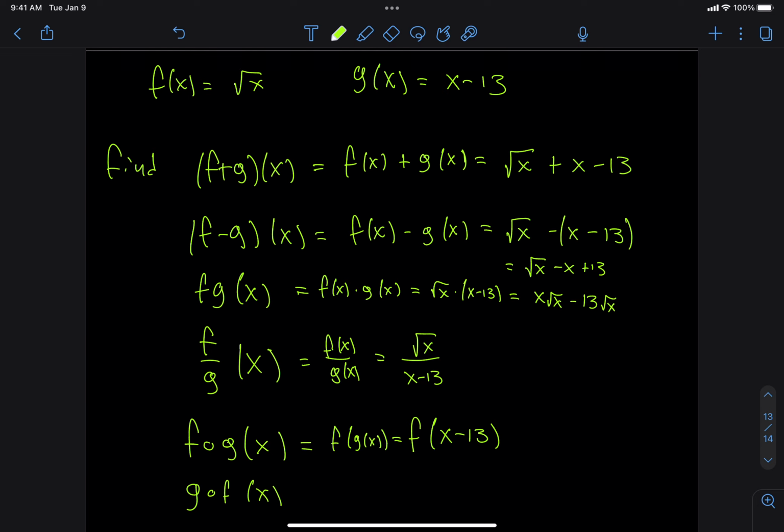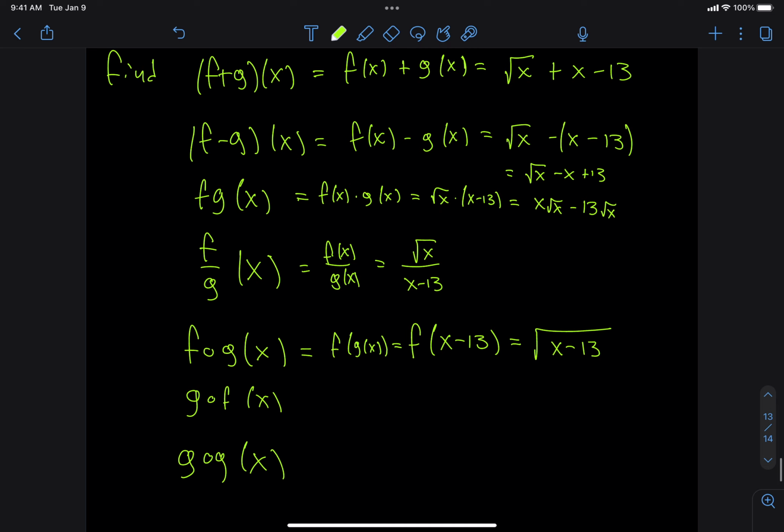Yeah, okay, so what Sully said is just right. We're going to plug x minus 13 in up here, in the function f. So if we did that, what would it look like? Exactly, just like so. So that's how we plug one function into another.